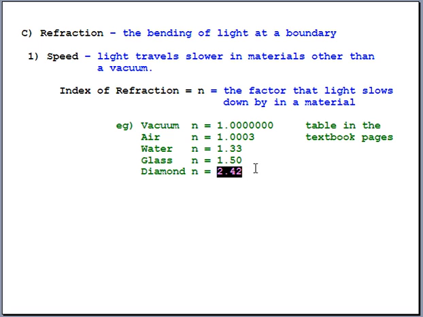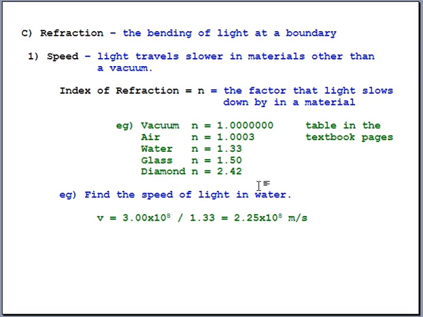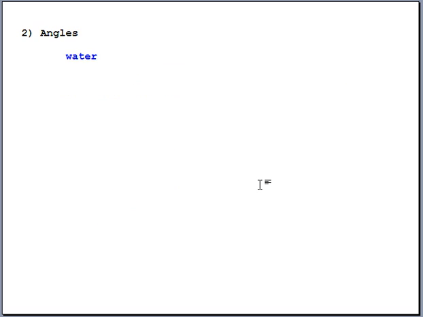Take a look at diamond. Light slows down by a pretty large factor there. And so one calculation that you might be asked to do, and these are actually fairly easy calculations, would be to find the speed of light in any one of these materials. So if somebody asked you to find the speed of light in water, all we have to do is take the usual speed of light, 3 times 10 to the 8, and then divide by the index of refraction because we want to see a number that's slower. And so dividing by 1.33, I have this value now of 2.25 times 10 to the 8 meters per second for water. And it's because of that slowing that we're going to get changes in direction when light goes from one material to the next.